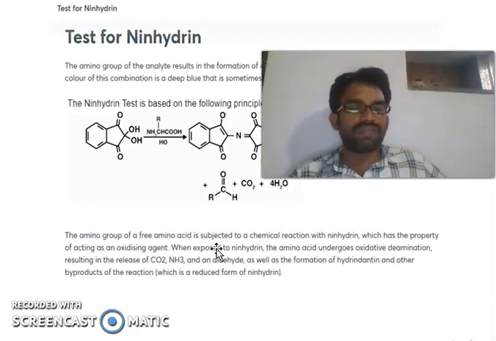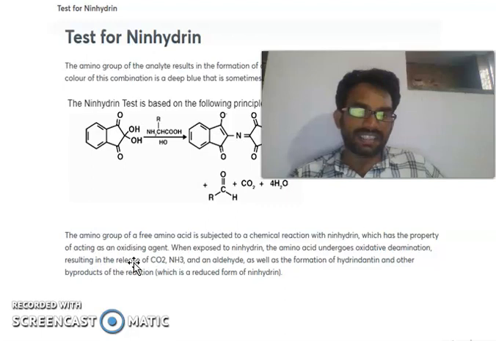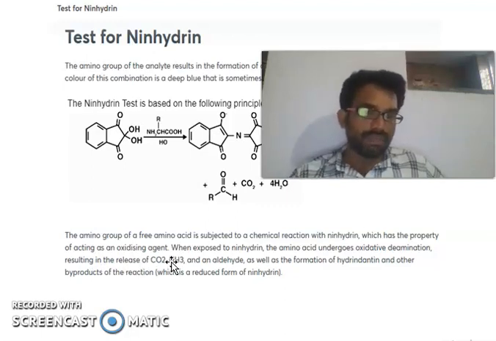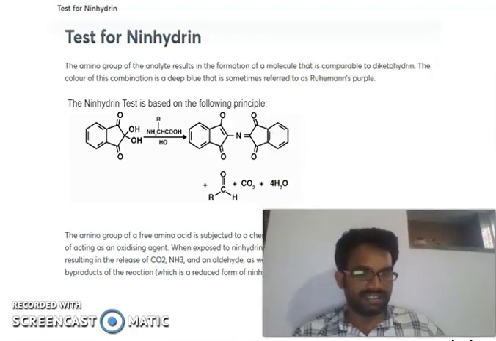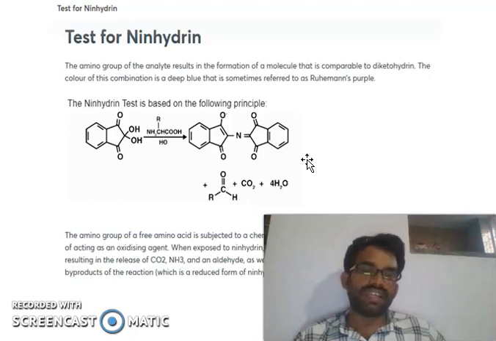The amino group of free amino acids is subjected to a chemical reaction with ninhydrin, which acts as an oxidizing agent. When exposed to ninhydrin, the amino group undergoes oxidative deamination, resulting in the release of carbon dioxide and ammonia gas, and an aldehyde, as well as the formation of hydrindantin and other byproducts, which is the reduced form of ninhydrin. This is the test for ninhydrin.